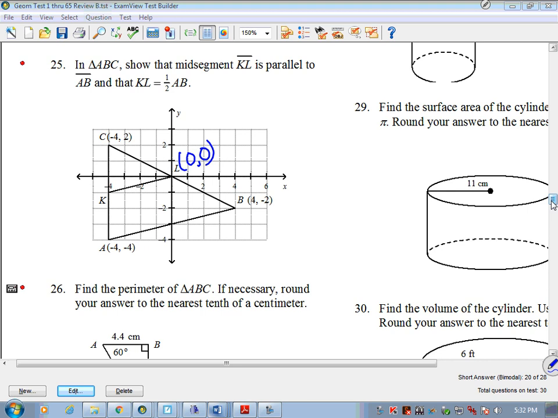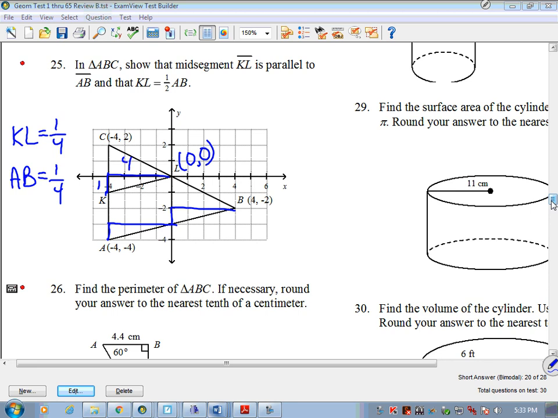So let's look at the slope here. It's going to go up 1 over 4. So KL has a slope of 1/4. We need to see that AB has a slope of 1/4. Notice that it goes up 1 and over 4, up 1 over 4. So AB has a slope of 1/4. Okay, then we need to find the distances. We need to see that it's half the distance.